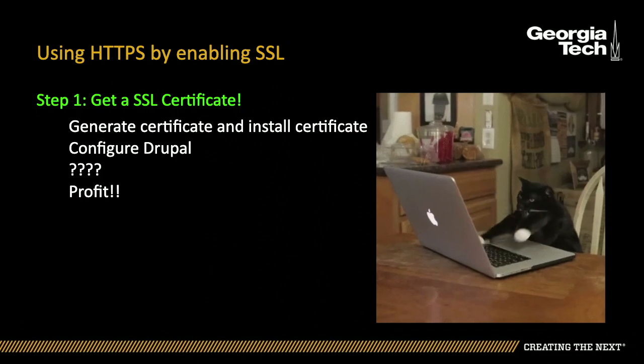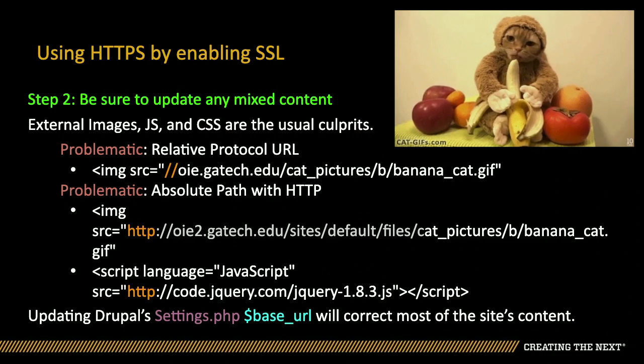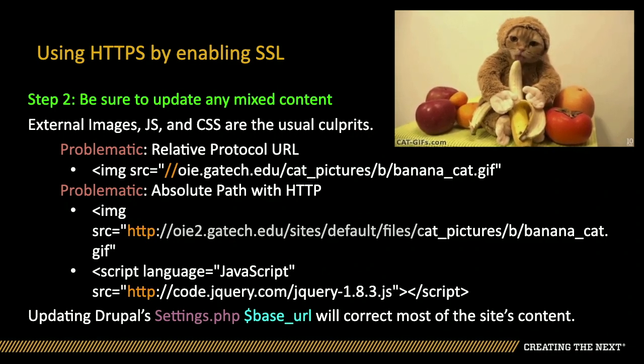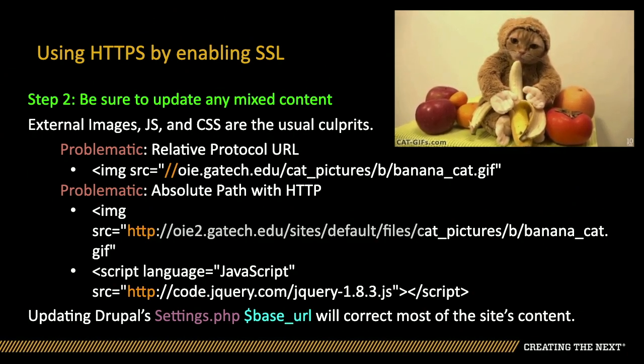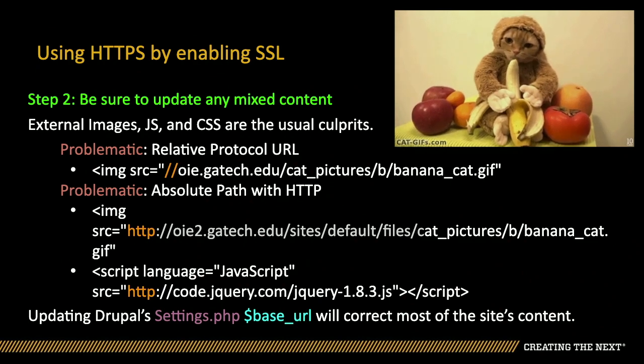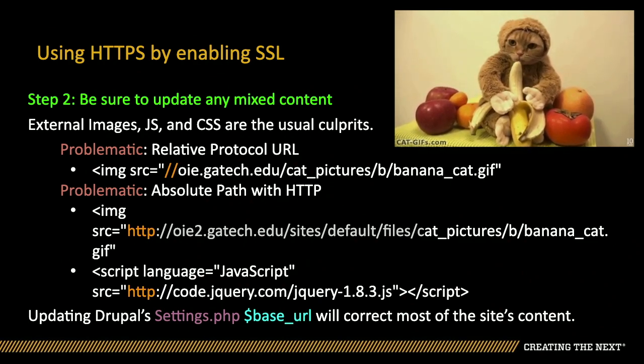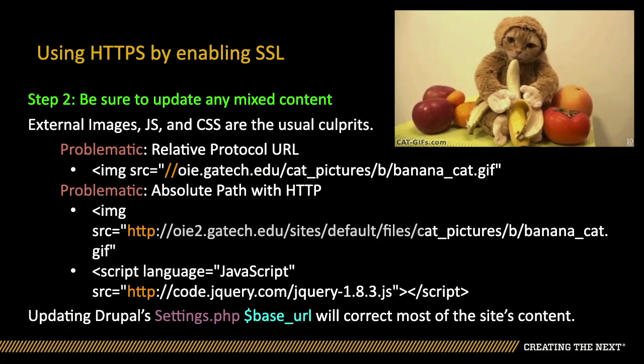But then we had to configure Drupal. You get some problems when you just switch everything over. Drupal has a great setting where you can change the base URL and put the HTTPS in, and that fixes all of the internal stuff. But I have 20 content editors, and someone's putting in cat pictures, and we need to have this banana cat load, right?